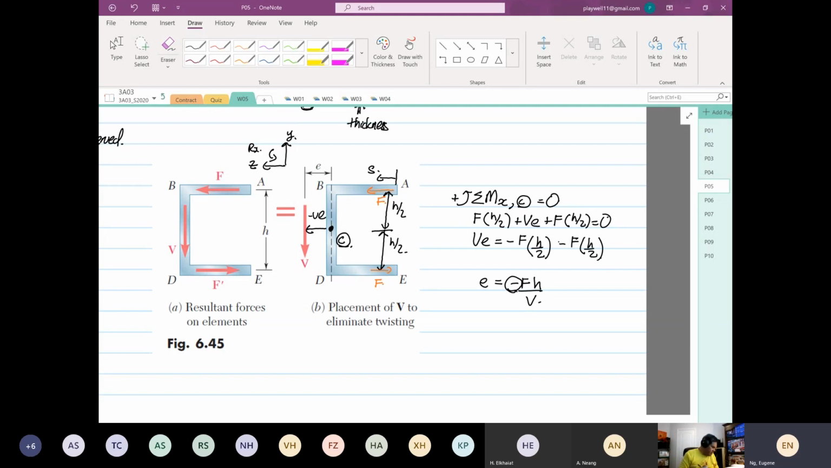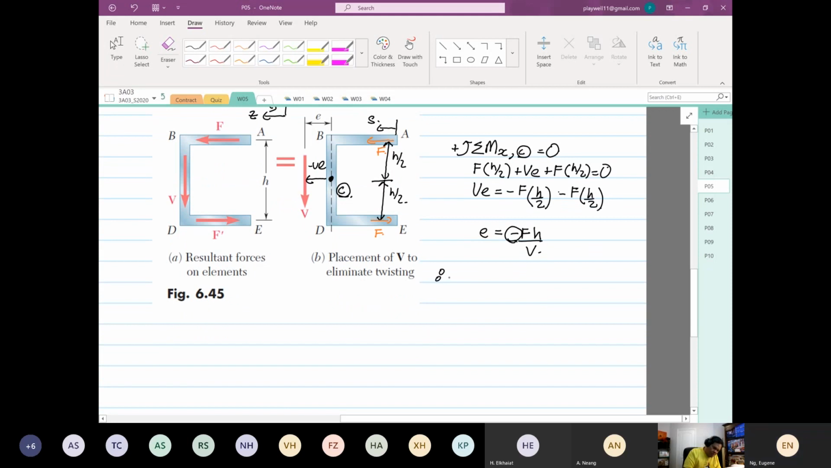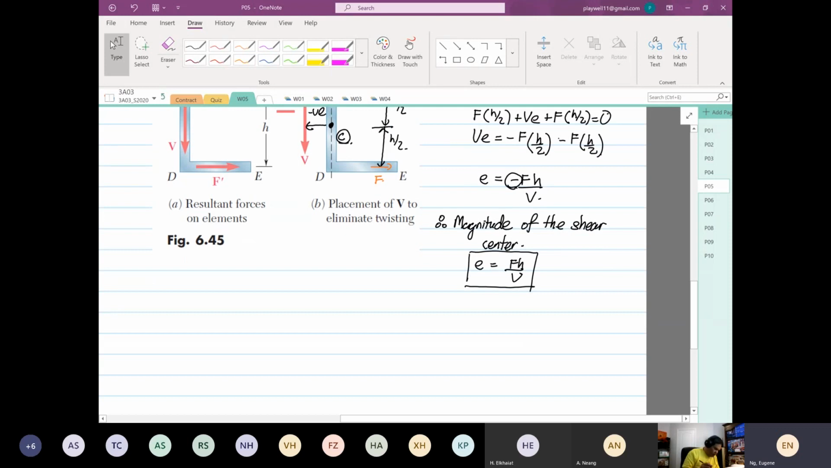Okay, so therefore, the magnitude of the shear center, if we just look at the magnitude, we want to know the direction, E is equal to FH over V. But when there's a minus sign, it will act on the left-hand side. So you need to find E. Okay, so we need to find E.